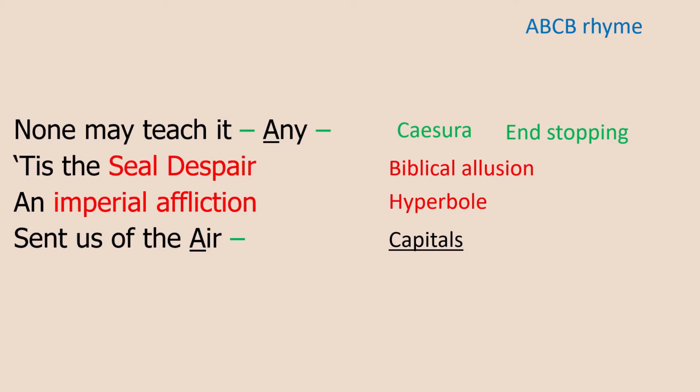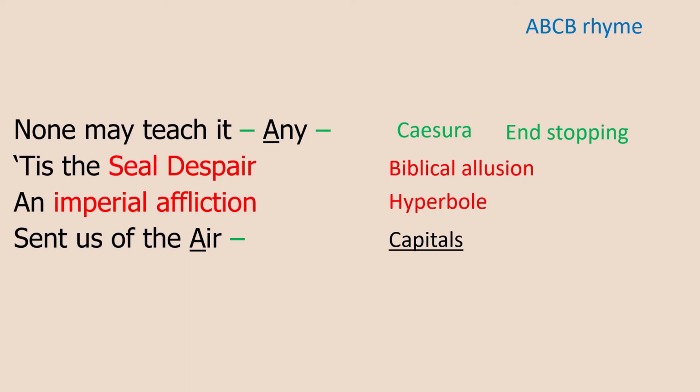In stanza 3, none may teach it any. No one can teach you about death and feelings about death. You just have to experience it. And again, the caesura and end stopping surrounding any breaks up the flow or rhythm of the poem. It's here in stanza 3 that we get biblical allusion. Allusion is when you refer to something else, and in this stanza, Dickinson refers to the Bible.